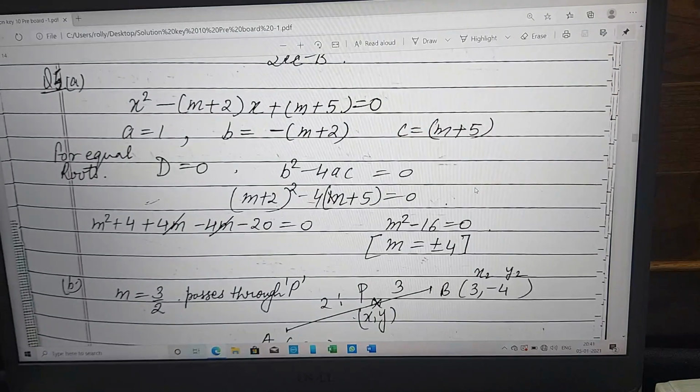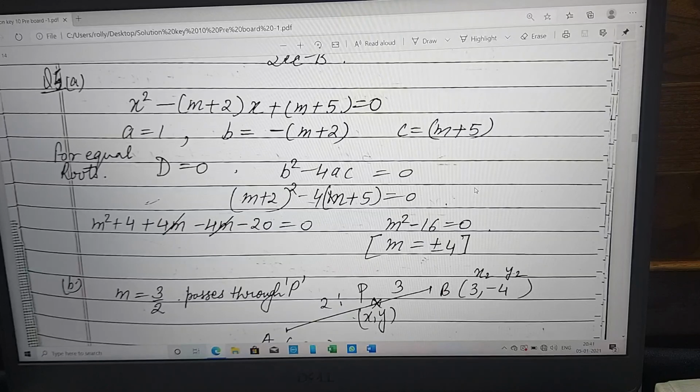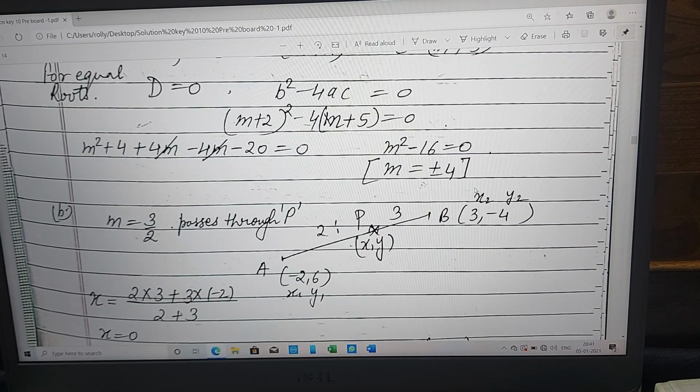Question number 5a was very easy. You will use D is equal to 0, because for equal roots the discriminant is equal to 0. So B square minus 4AC is equal to 0. If you do that, plus 4M minus 4M will cancel, and you will have M square is equal to 16. So there are two values of M, plus minus 4. You are supposed to write plus minus.